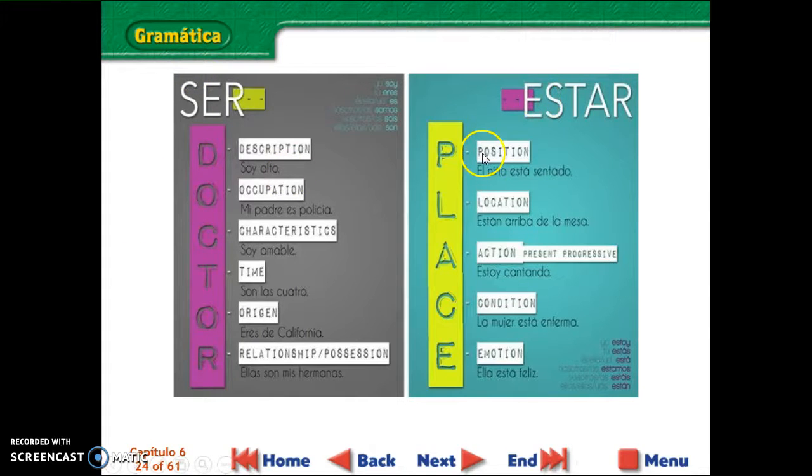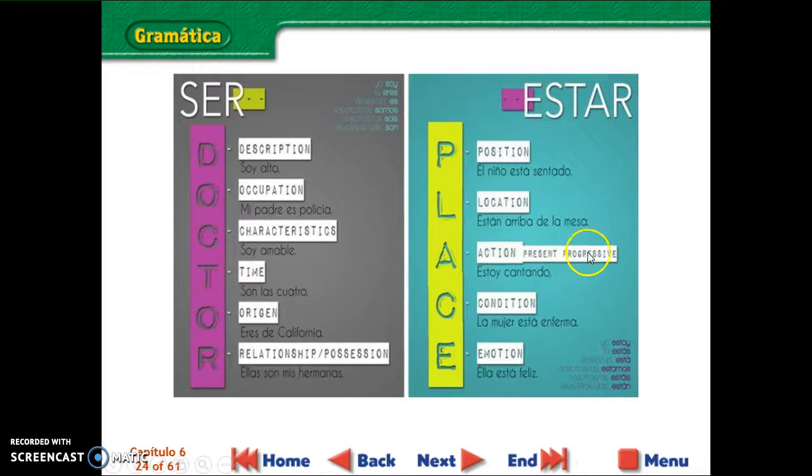Now, estar over here, think of the word PLACE. Position: el niño está sentado, the child is sitting, okay? That's a position he's in. Location: están arriba de la mesa. They are above the table, okay? So that's the location of whatever they are referring to.